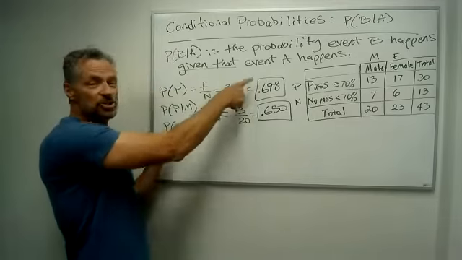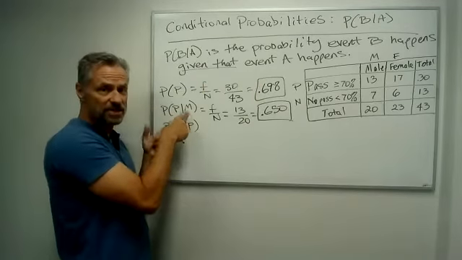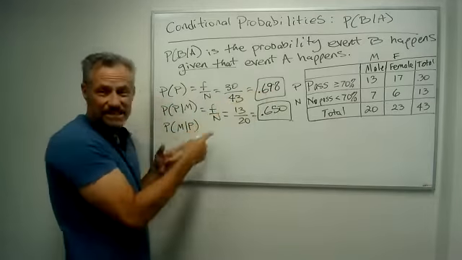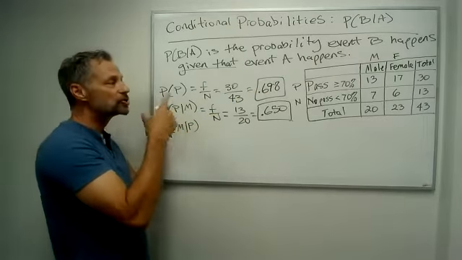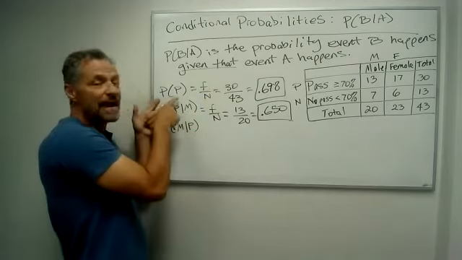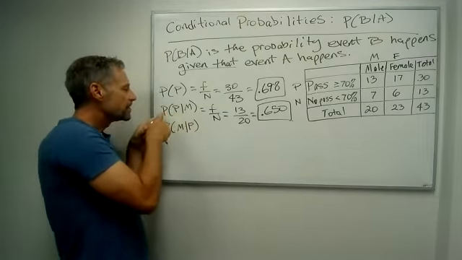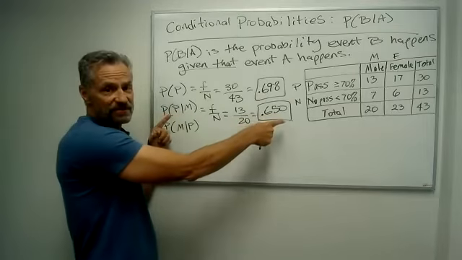Notice it changed the probability, having this additional information that I know it's a male. There was a 0.698 or 69.8% chance that a random student selected in the class passed. But if I knew it was a male student, then the probability they passed was 0.650 or 65%.